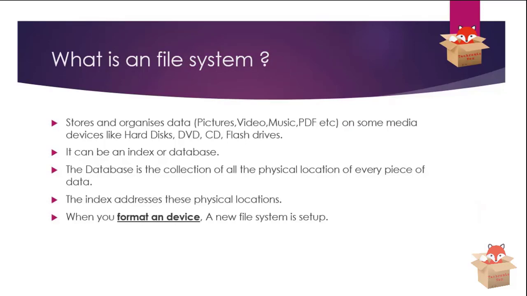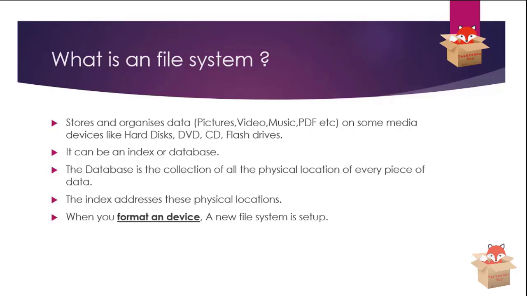To make it a bit clearer, a file system stores and organizes data, pictures, videos, music, all our data on media devices like hard disk, DVD, CD, flash drives. So when I say data, in my previous example, I mean the books. The books represent the data and the bookshelf represents the media devices.